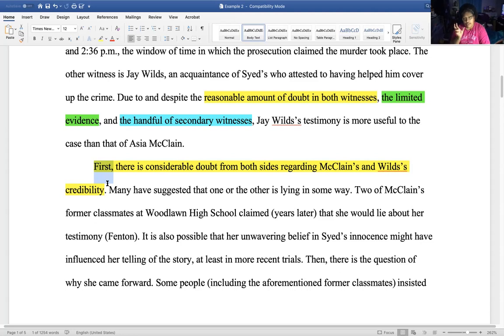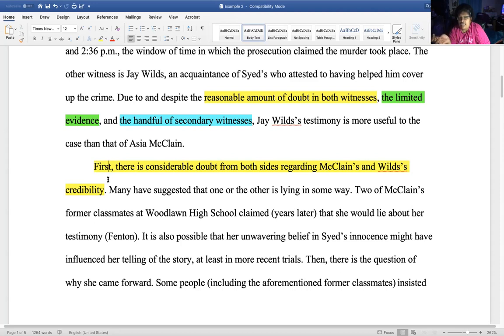Those types of phrases put things in order. To begin, then, next, those types of things. Those go at the beginning of the sentence, and you want a comma right after them because they're kind of introductory clauses. So that's what you want. So she said "first," the first thing I'm going to talk about is this. And so she says, "First, there is considerable doubt from both sides regarding McLean and Wilde's credibility."